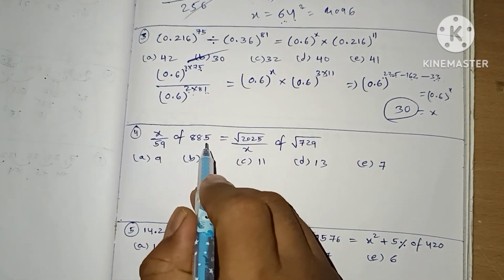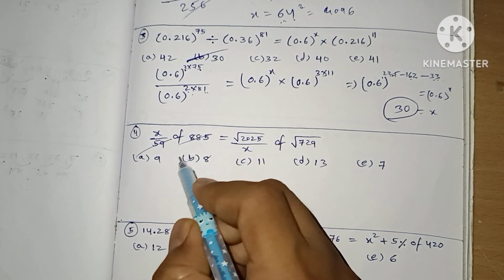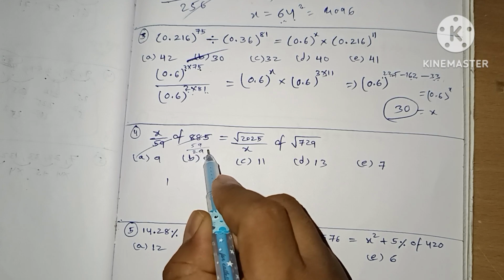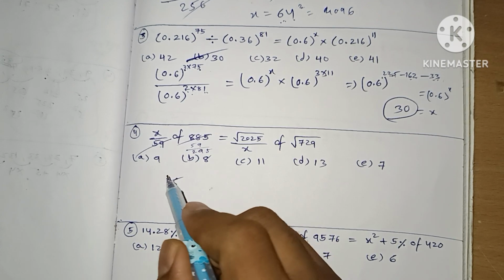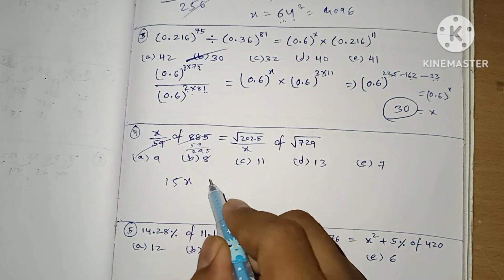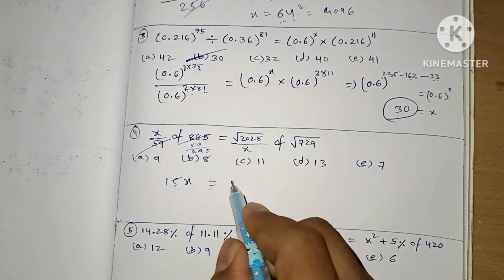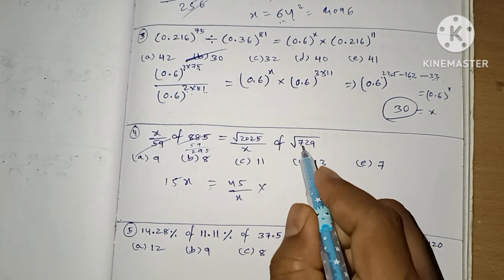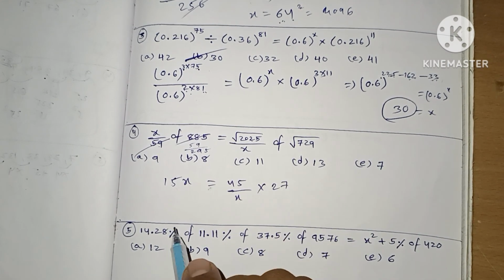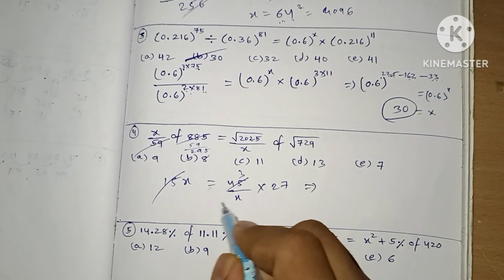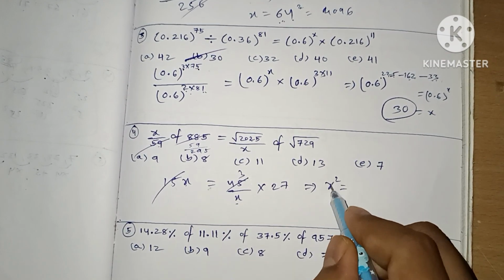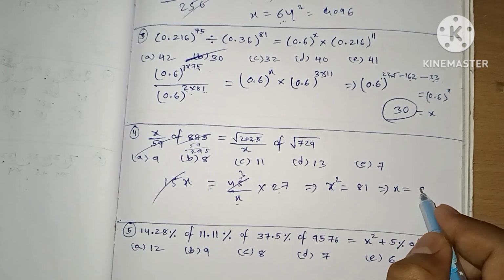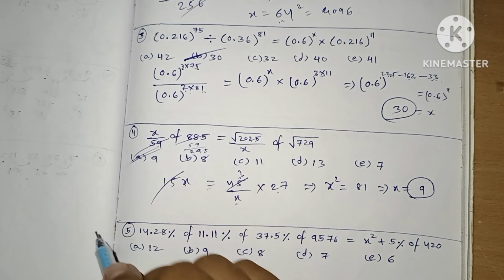Next, here 59 1 times 59 left with 9 295. 59 5 times. So totally 15x equals to root over 2025 means 45 square value. This is 45 square value divided by x into root of 729, which is 27. 15 3 times. So you get x square equals to 3 into 27, which is 81. So x value is 9. So answer will be option A, 9.